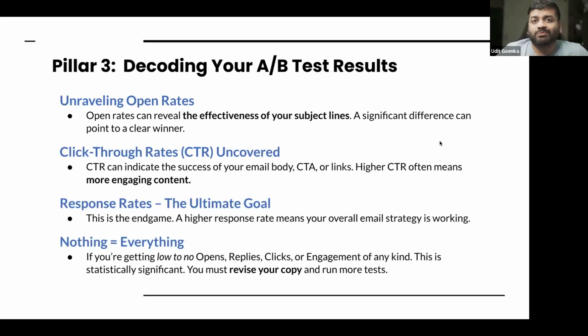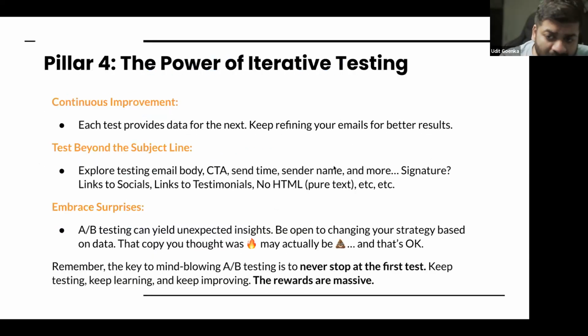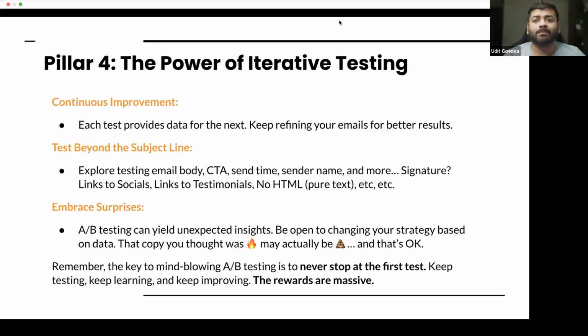So many times people often say that, hey, cold email is not working out for you. This generally happens because of, again, 3 reasons, right? Wrong prospecting, wrong copy, wrong offer. You need to make sure that you combine these 3 things, and only then will you be able to see the right result. Finally, let's talk about pillar number 4, which is the power of iterative testing.